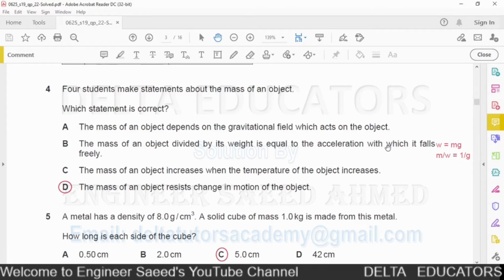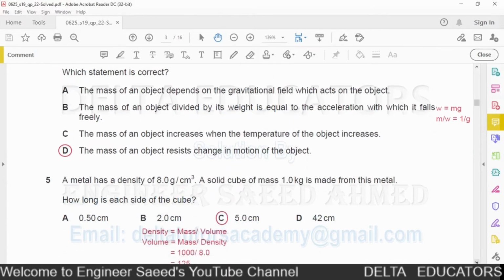Option D, the mass of an object resists change in motion of the object. Yes, it is correct. It is also called law of inertia. According to law of inertia, with the increase in mass of an object, the resistance to change in motion of the object also increases. Next question, question number 5.